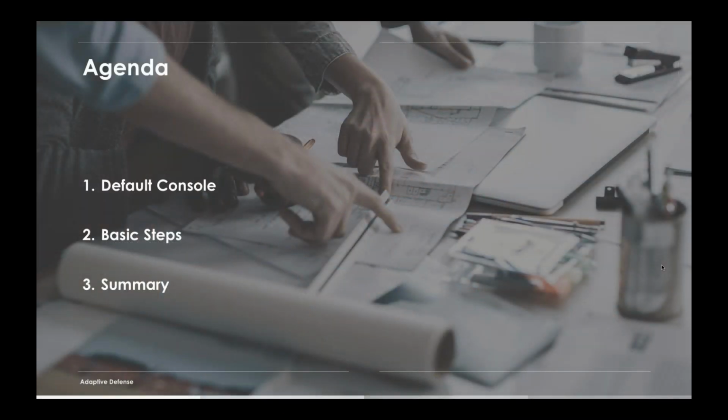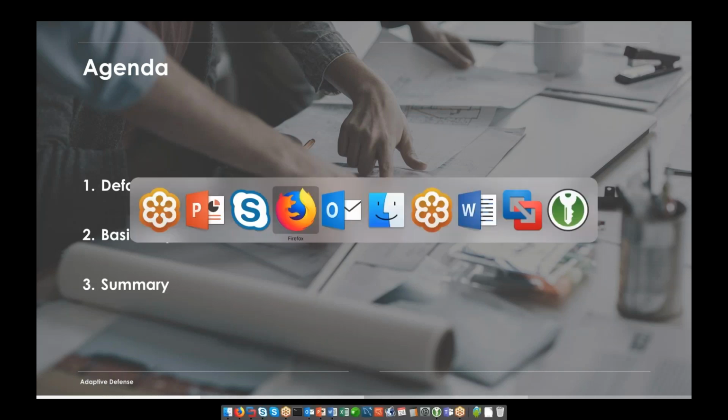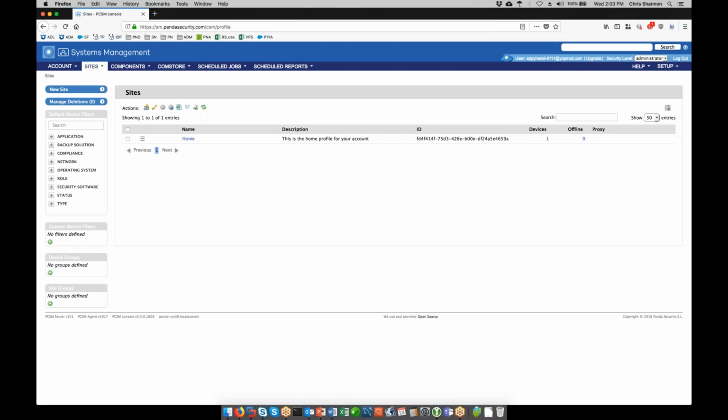As I said before, not a lot of slides today. Going to keep it as simple as 1, 2, 3. We're going to be taking a look at what a default console is going to provide you, what you can and cannot do. We're also going to take a look at basic steps. There'll be a few areas that we're going to cover inside of this. And then, as we always like to do, we are going to wrap it up with a summary. So without further ado, let's go ahead and get into it.